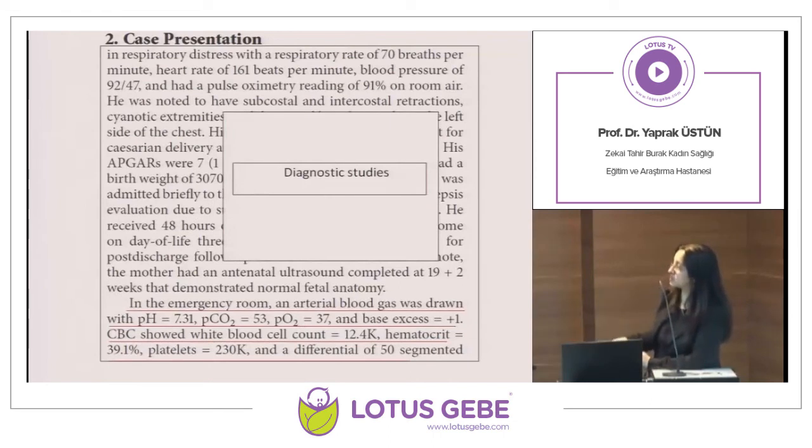In the emergency room, an arterial blood gas was drawn with pH, PCO2, PO2, and base excess. CBC showed white blood cell count, hematocrit. Also, when you are using abbreviations, please give them in detail when you first use them. This is another important point when you're writing a manuscript. And here you see the other results of the diagnostic studies.